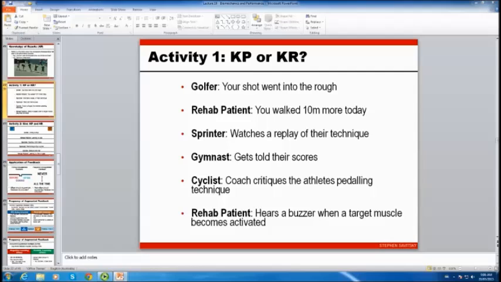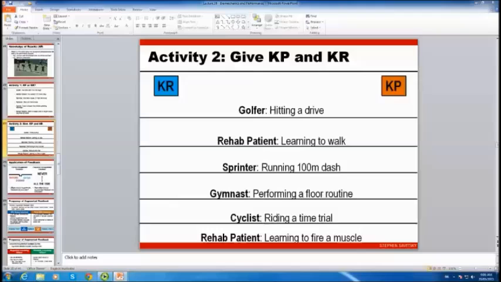Give this a go. 1 minute, if you've got paper and pen, give it a go in your group between you. Write a KP and a KR for these situations. Real quick, 1 minute job. If someone's got paper, sit around, do it as a group task. KP, KR for these. 1 minute, go for it. If you don't have paper, sit around someone.